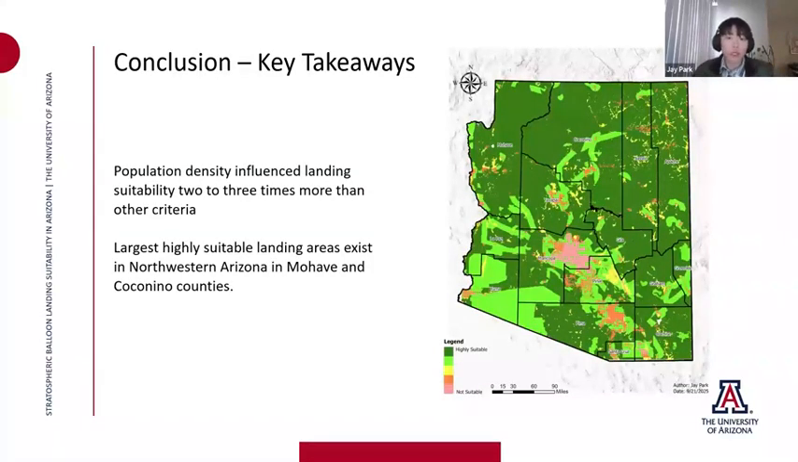So there are two key takeaways from the study. The first key takeaway is that population density influenced landing suitability 2 to 3 times more than other criteria. And this is in line with World View's operational philosophy that public safety is the number one priority when it comes to stratospheric operations. The second key takeaway is that the largest highly suitable landing areas exist in northwestern Arizona in the Mohave and the Coconino counties.